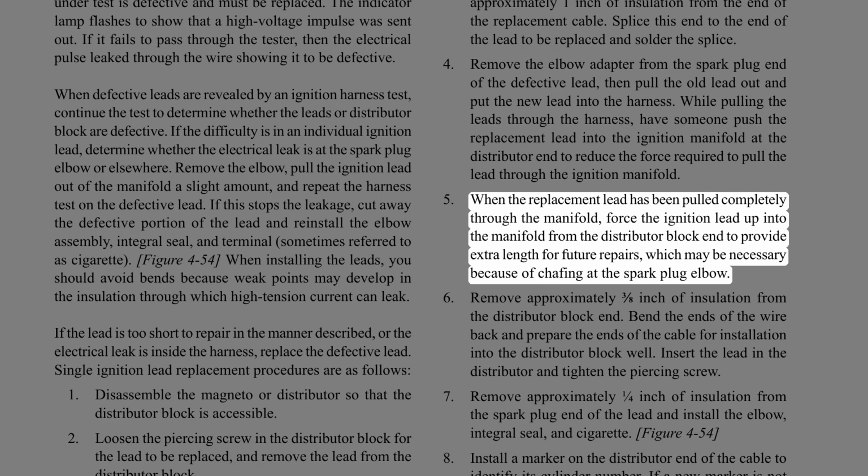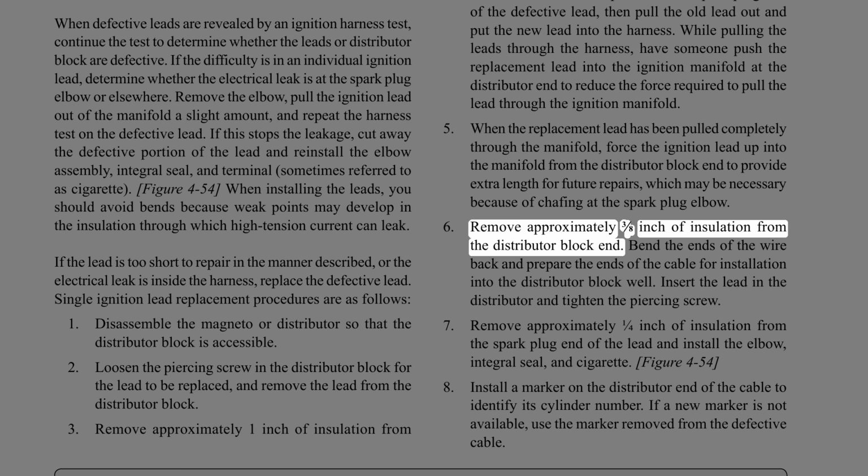When the replacement lead has been pulled completely through the manifold, force the ignition lead up into the manifold from the distributor block end to provide extra length for future repairs, which may be necessary because of chafing at the spark plug elbow. Remove approximately 3/8 inch of insulation from the distributor block end.